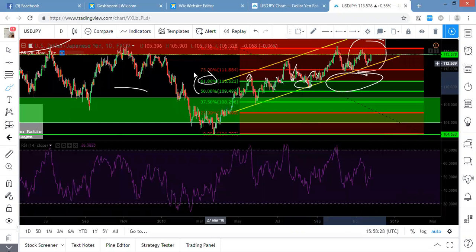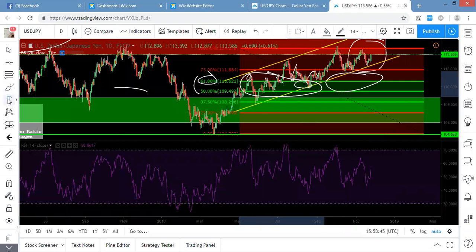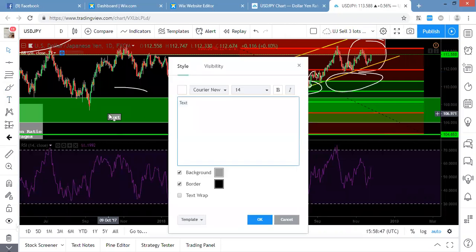Now, you're also going to notice that price consolidated and hovered in this zone, which is ultimately what I want to talk to you about. Between the 50% and the 61.8 is known as our PRZ, or price reversal zone. Let's go ahead and take some notes here.